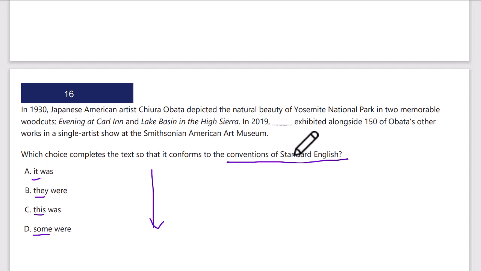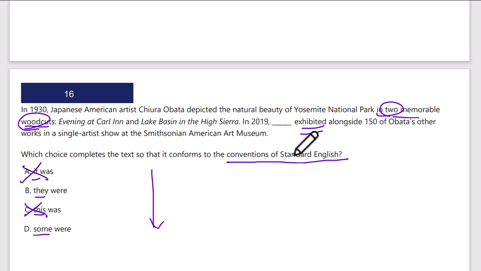So let's take a look at this one. Again, I'm going to have to find the antecedent noun for it, they, this, or some. What is it? So reading before the underlined section, Japanese-American artist Chiura Obata depicted the natural beauty of Yosemite National Park in two memorable woodcuts. So we're probably dealing with plural here. Evening at Carl Inn and Lake Basin in the High Sierra. In 2019, it was exhibited. No, it can't be it because there are two woodcuts. That is the antecedent noun that we're referring to. That's what's getting exhibited. So our antecedent noun is two woodcuts. It won't be the singular options, it was or this was.